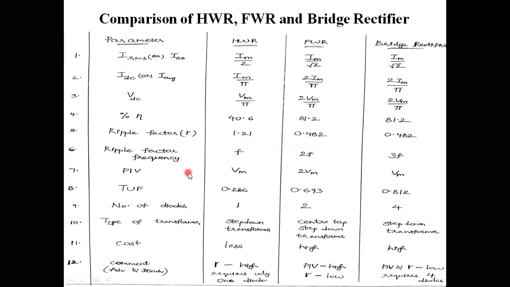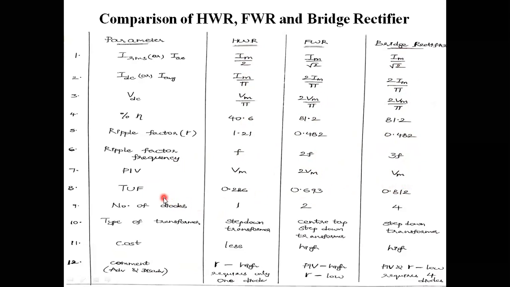Next, ripple frequency. The ripple frequency is given by f in the half wave rectifier, whereas in the full wave rectifier it is 2f, and in the bridge rectifier it is also 2f. We are giving this with respect to the ripple factor. Next, peak inverse voltage. In the half wave rectifier, the maximum voltage is Vm. Here it is 2Vm, whereas in the bridge rectifier, considering each diode in the reverse bias condition, it is given as Vm. For a single diode, the maximum voltage is Vm.